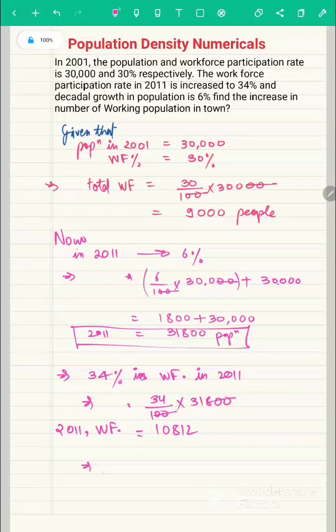So how much workforce is increased in 10 years? Workforce population of 2011 subtracted by workforce population of 2001, which means 10,812 minus 9,000, which means 1,812. This is the answer.